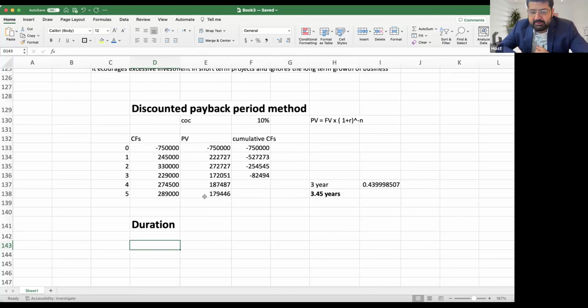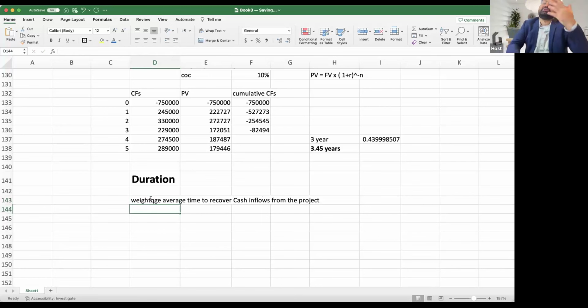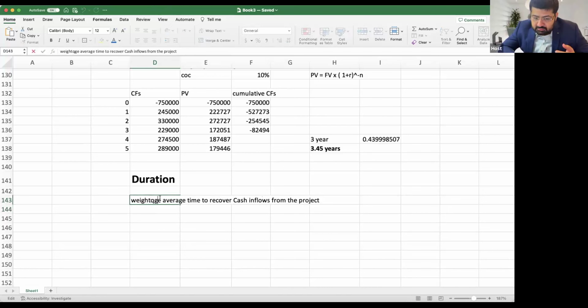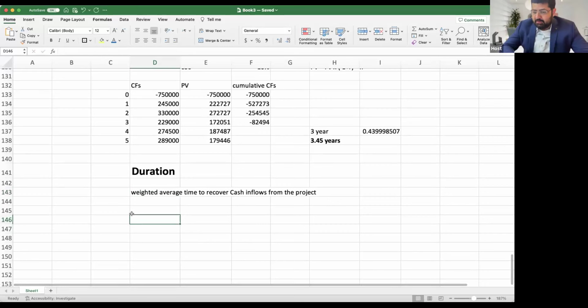Anyways, so duration. Duration is a new topic. You have not studied it before. Duration is basically the weighted average time to recover cash inflows from the project. Weighted average time. What does it mean? We will learn it.